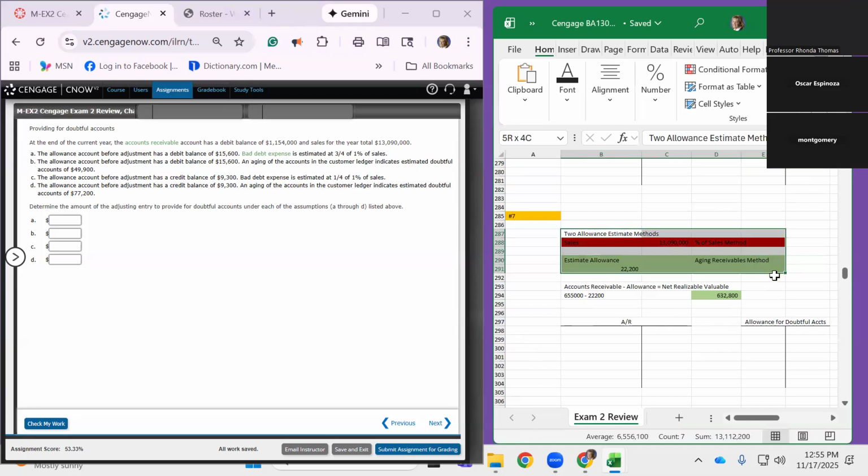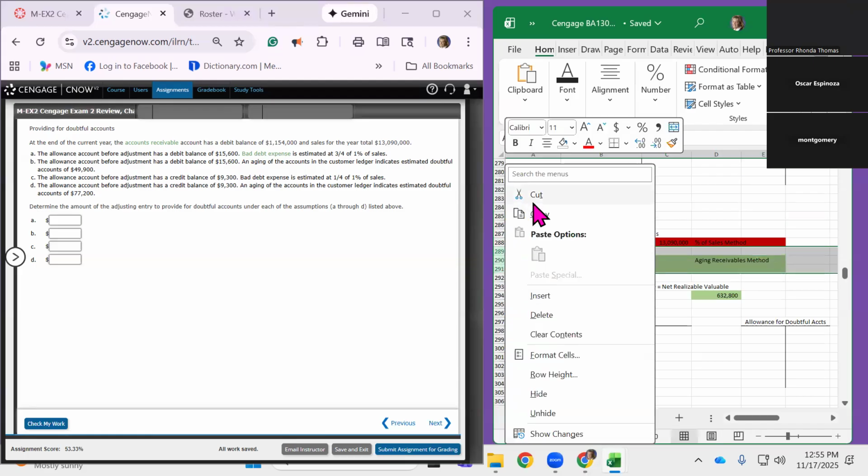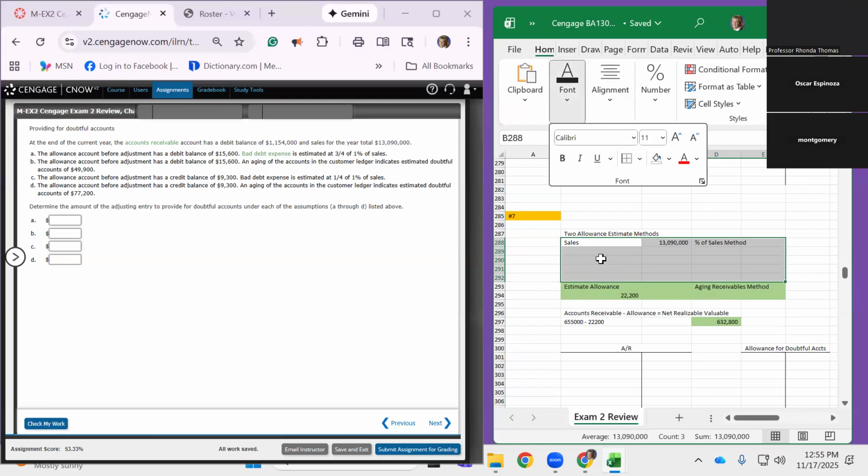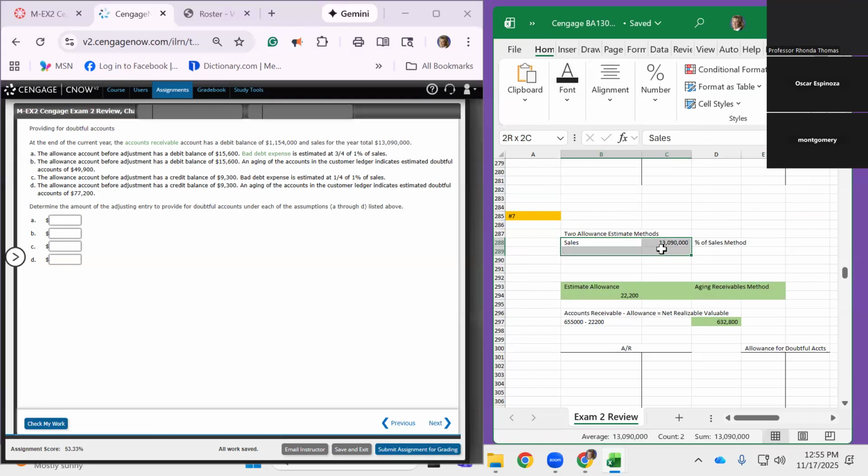And I'm going to just get rid of this. All right, let me make a little more room. I don't know why I made that red, because red seems to be kind of alarming. Didn't mean to. Let's do this method. So what is the percent of sales for the first one? It's 0.75%. So here's your sales. And we're looking at 0.0075.